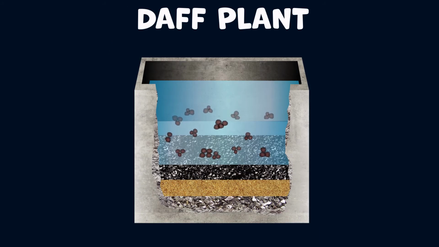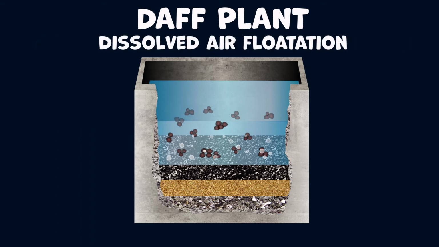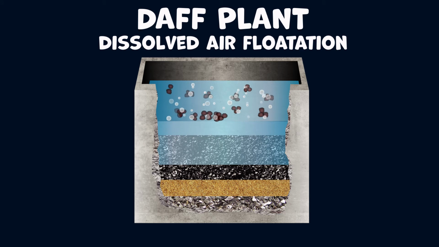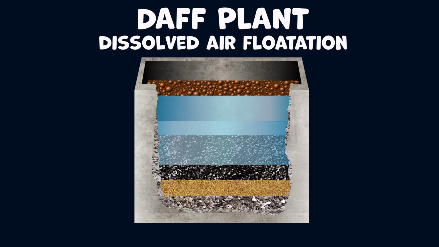The removal process occurs in a DAFF plant, which stands for dissolved air flotation and filtration. Pressurized water, which contains millions of tiny air bubbles, is released into the tank. They attach to the floc and float them to the surface of the water. This results in a light and airy sludge layer on the surface, which looks a lot like chocolate mousse. The sludge layer is removed and typically enters the sewage system.